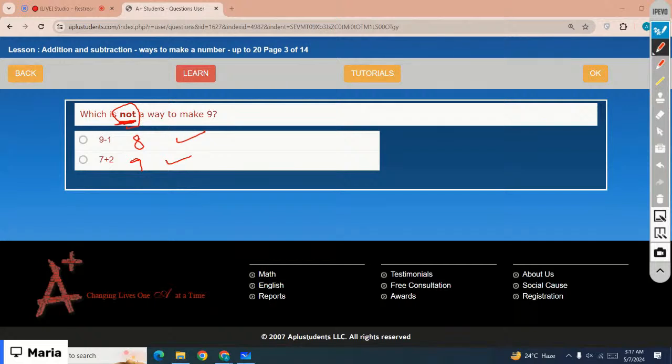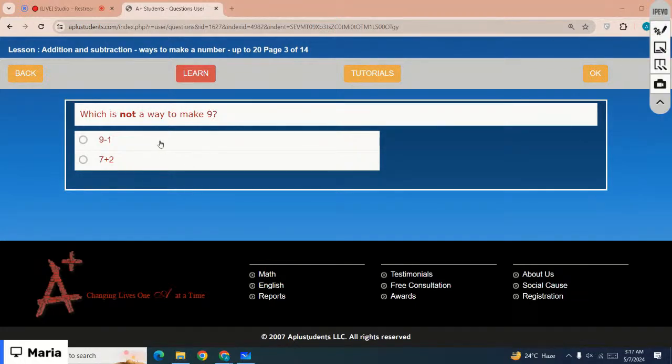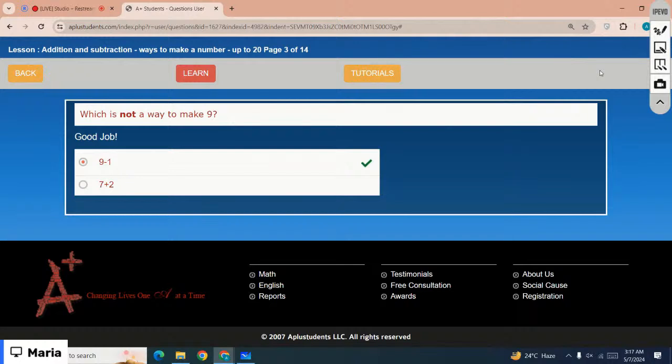Option number 1 is the correct option. 9 take away 1 is the correct option. Just understand the question, think and then answer, right? Take your time before answering. 9 take away 1 is the one that doesn't make 9.